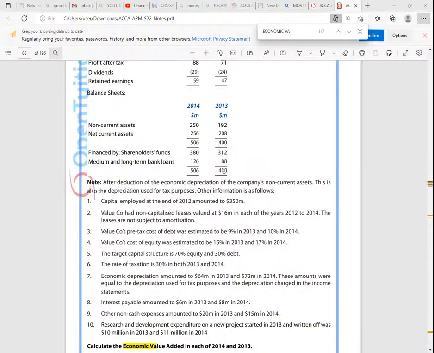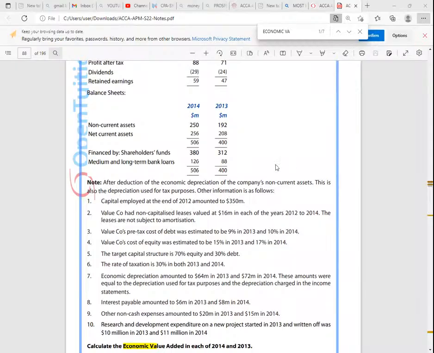You see, what I ordinarily would have done, I would have picked, in this case here, capital employed as 400, these total assets here. The assets in 2013, I would have picked this 400 for 2013, and in 2014, I would have picked 506. But you see now this examiner has brought in confusion. He has given me the capital employed at the beginning of 2013, which is 350.